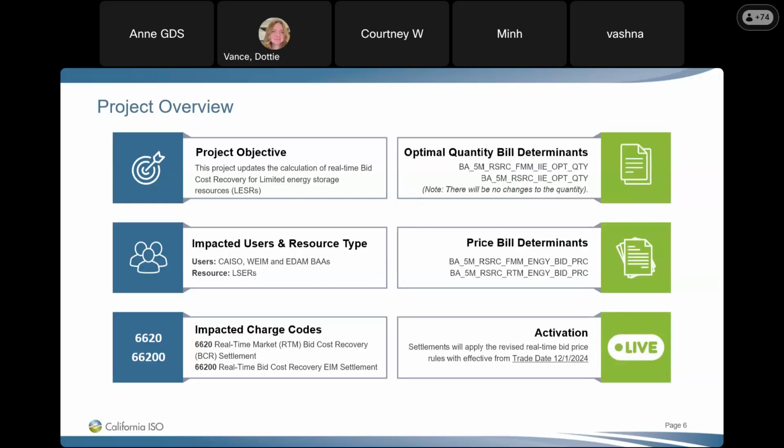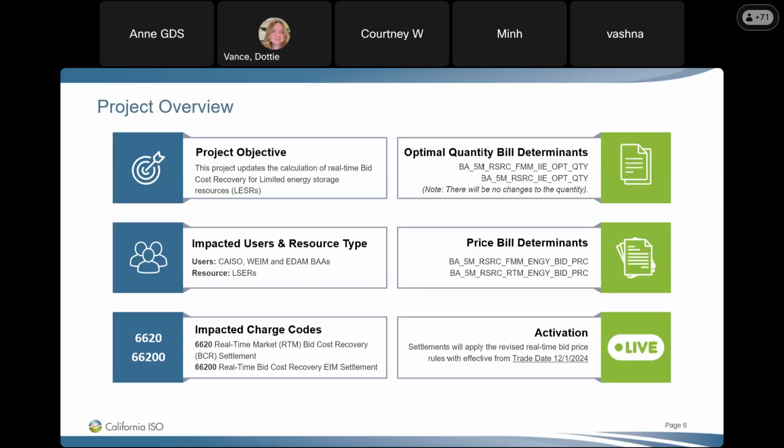Additionally, some things I wanted to go over for the project overview is the optimal quantity bill determinants. So I do want to point out a note here that there's no changes to the quantity, as well as we have listed the price bill determinants for your reference. And again, just going back to that activation and in the communication we sent out previously on this last week, when this goes into production, the settlements will be applied to the revised real-time bid price rules from that effective date of 12/1/2024.